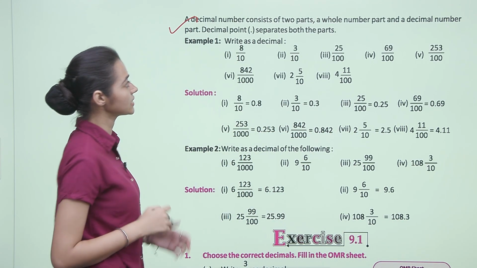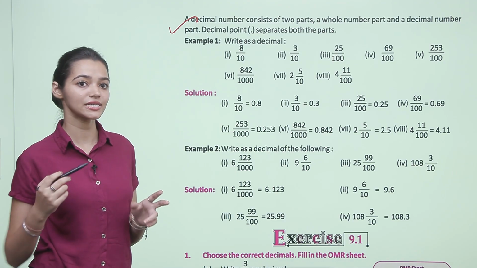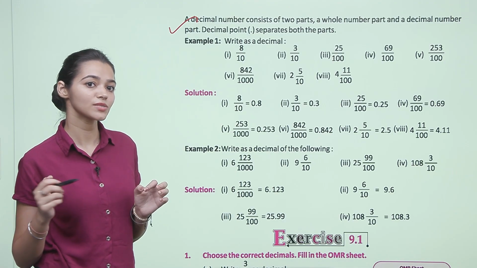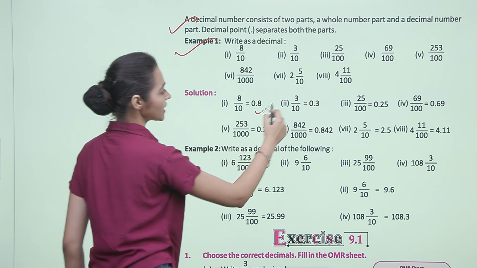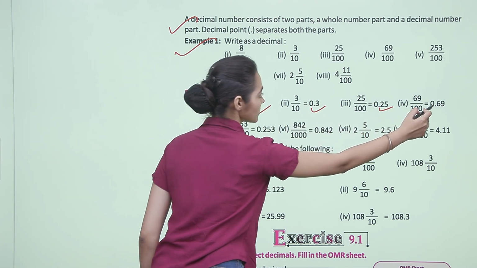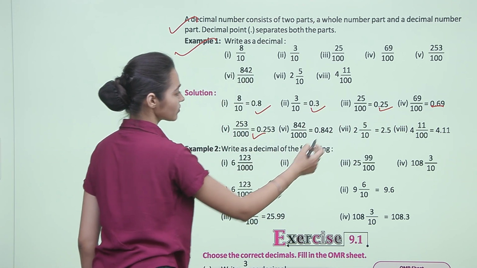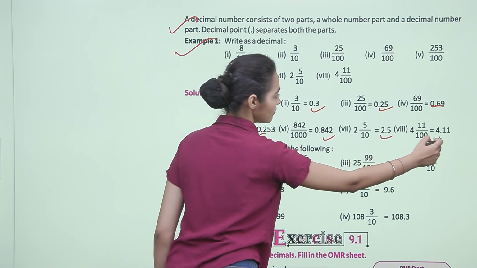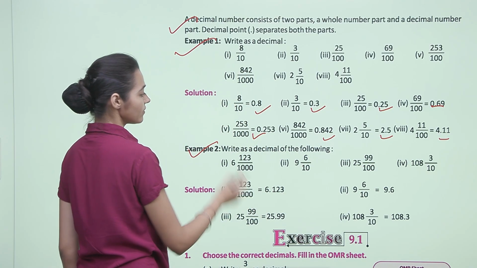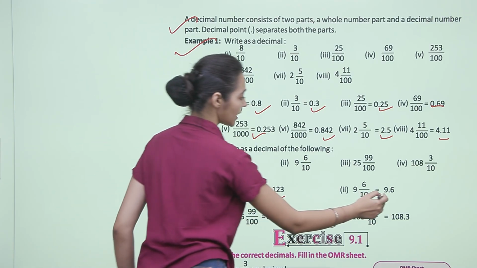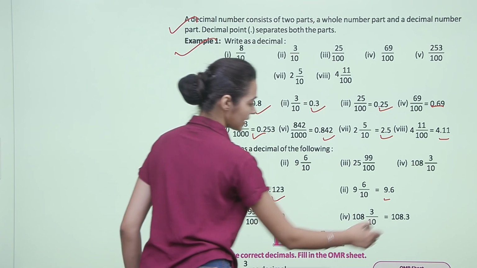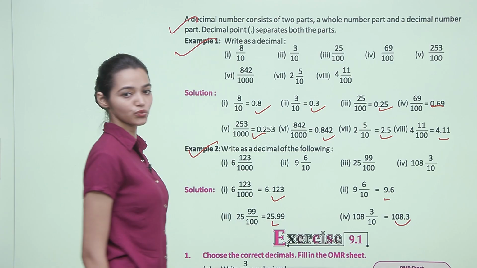Now a decimal consists of two parts, a whole number part and a decimal part. The decimal point separates both the parts. For example, we have to write them as decimals. So it is 0.8, 0.3, 0.25, 0.69, 0.253, 0.842, 2.5, 4.11. Here we have to write decimals for the following numbers. So this is 6.123, 9.6, 25.99, 108.3.